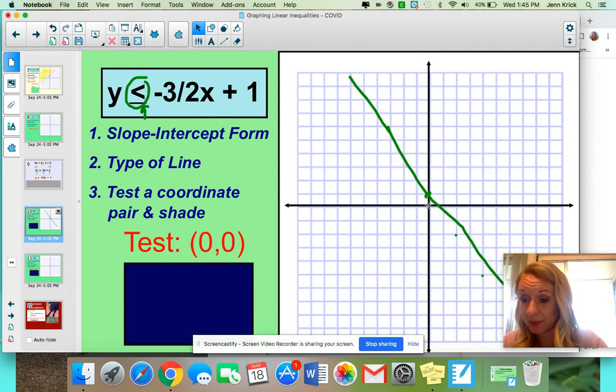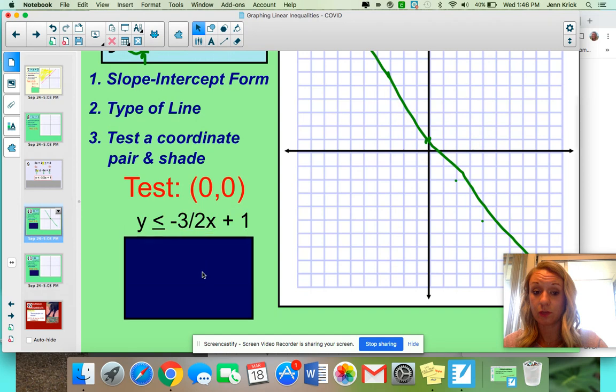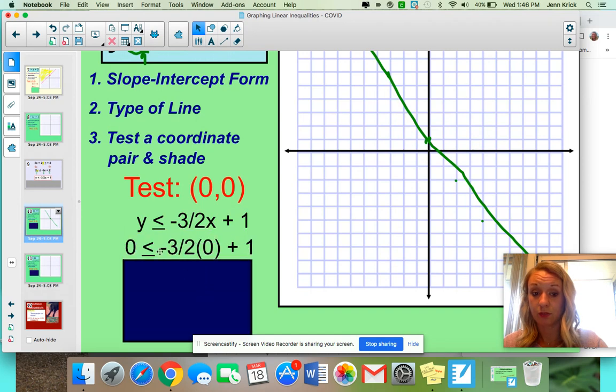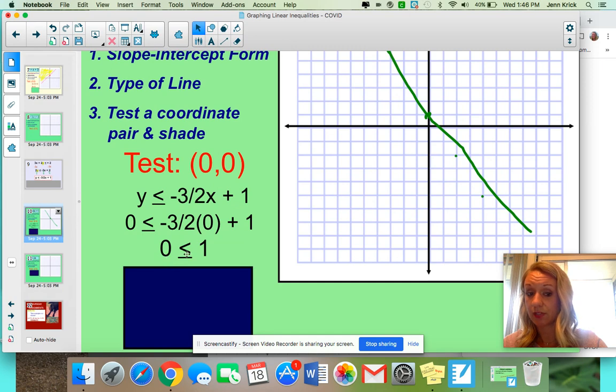Notice right down here, 0, 0 is not included on your line. So you can use it as your tester coordinate pair. So let's test 0, 0. When you plug that in for x and y, here's what you have. Is 0 less than or equal to 1? The answer is yes. Yes, it is.